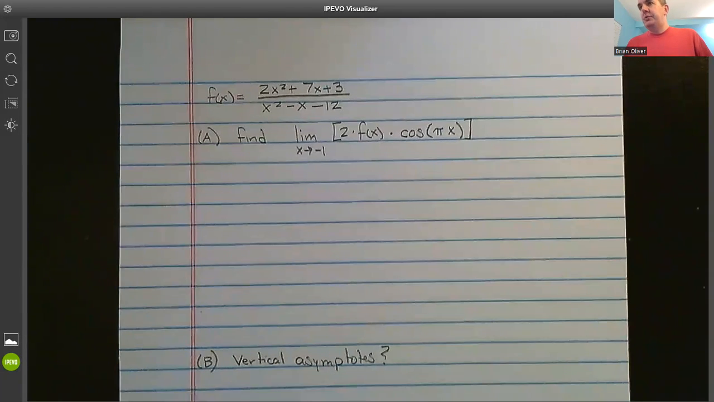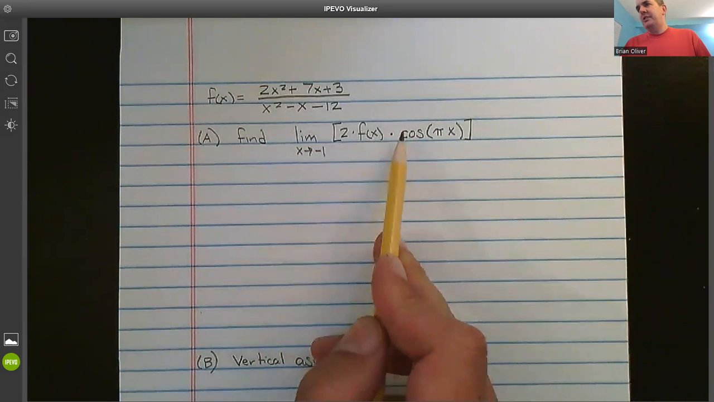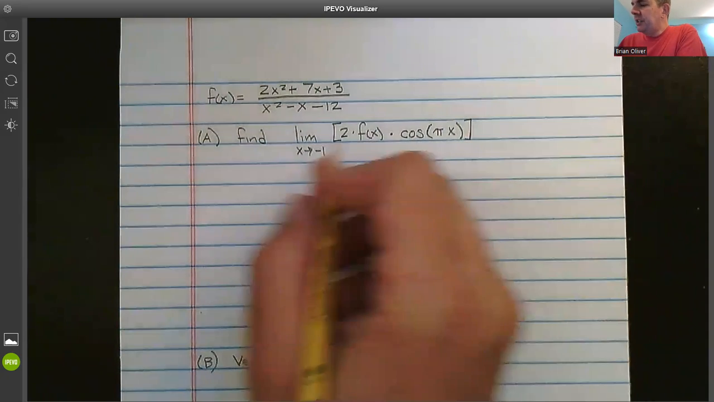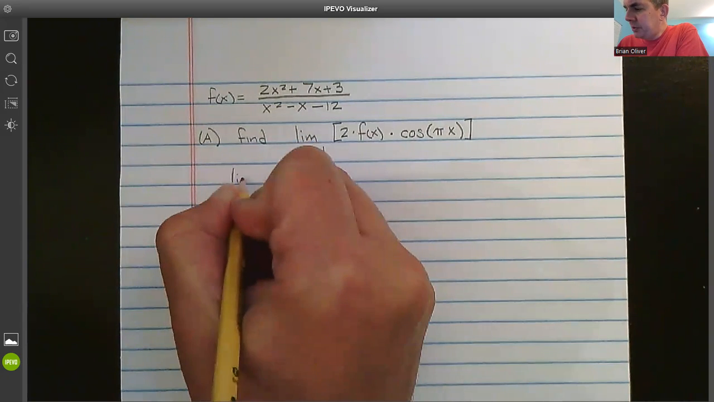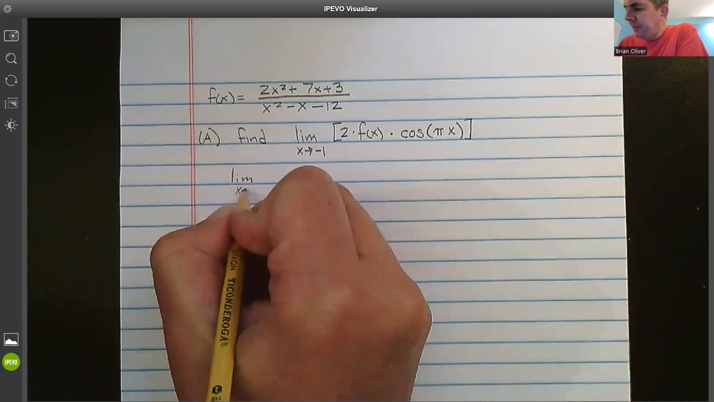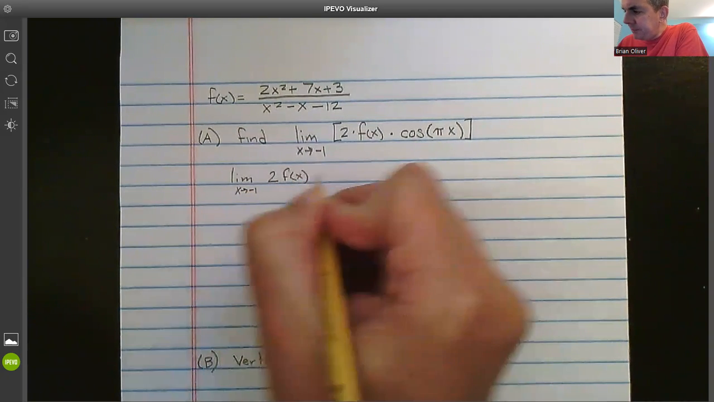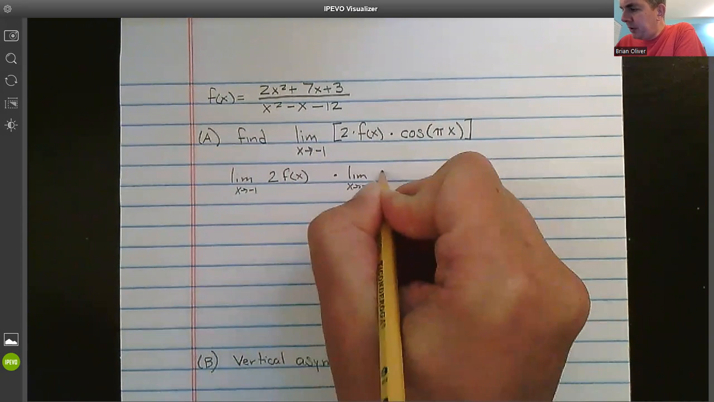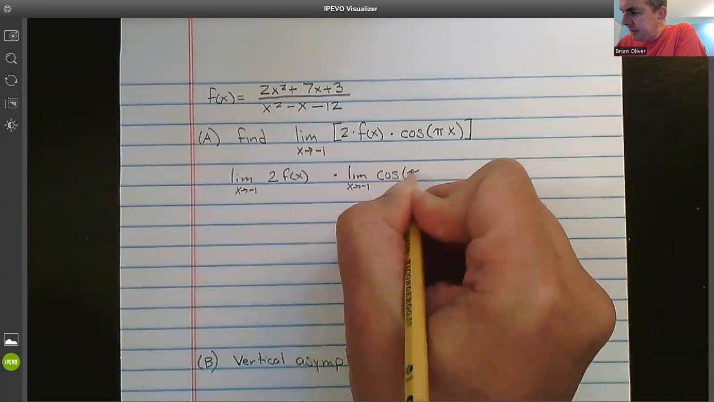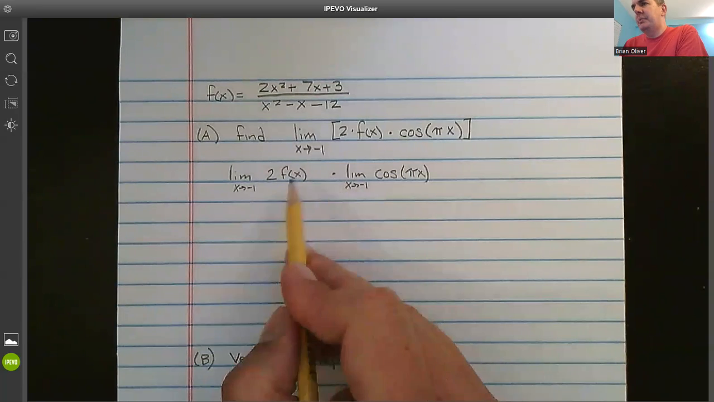It basically asks you to find the limit as x approaches -1 of this function, 2 times f of x times cosine pi x. So the first thing you need to realize is this is one of those where, using our properties, we can break it into two pieces. We can say the limit as x approaches -1 of 2f of x times the limit as x approaches -1 of cosine pi x, using that the limit of a product is equal to the product of the limits.